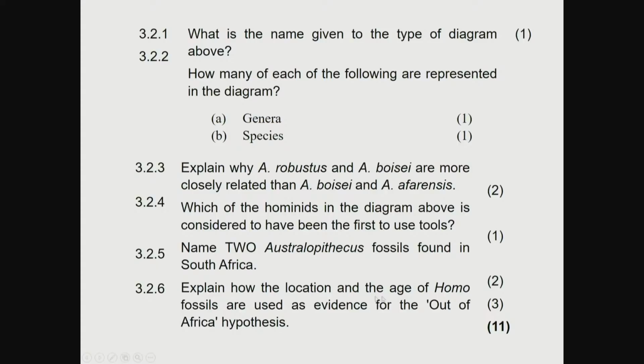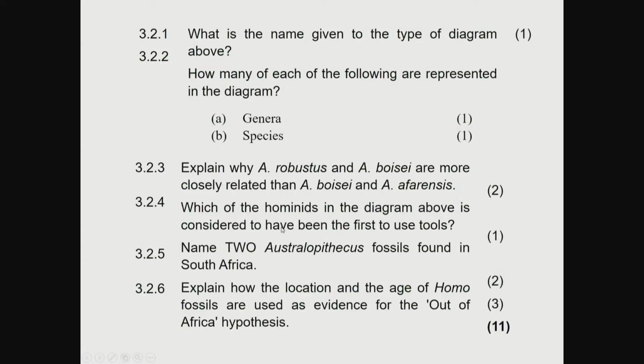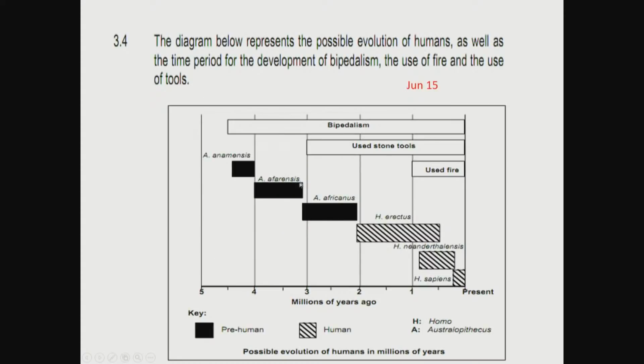Explain how the location and the age of Homo fossils are used as evidence of the out of Africa hypothesis. When we come to the out of Africa hypothesis, I will emphasize something there to you also. Which one was first to use tools? Homo habilis. Name 2 Australopithecus found in South Africa. Karabo, Lucy, sorry, not Lucy, Mrs. Place, Littlefoot, but I will give that later on to you. So typical questions: the diagram might differ, but the question stays the same.